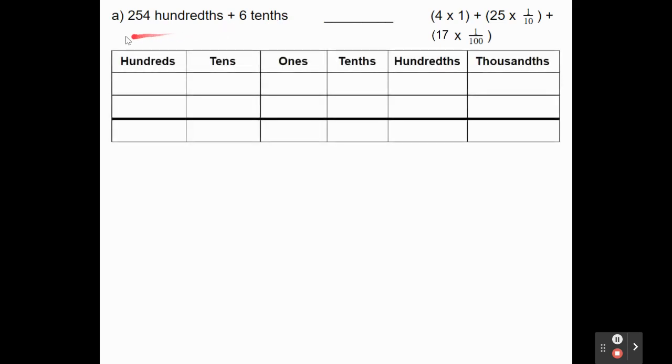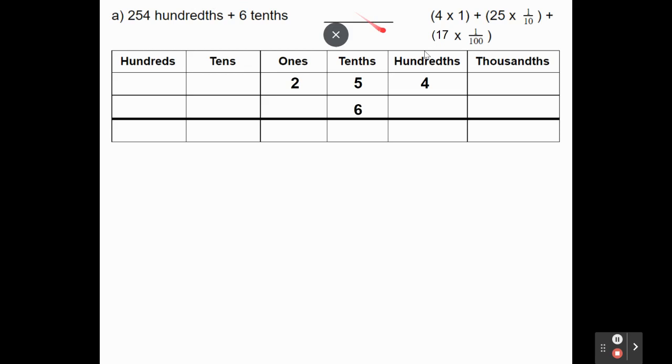Here we have 254 hundredths. In the first row, we're going to put a 4 in the hundredths place, a 5 in the tenths place, and a 2 is regrouped to the ones place. It says we're going to be adding 6 tenths, so the 6 is in the tenths place. Let's add these numbers together.